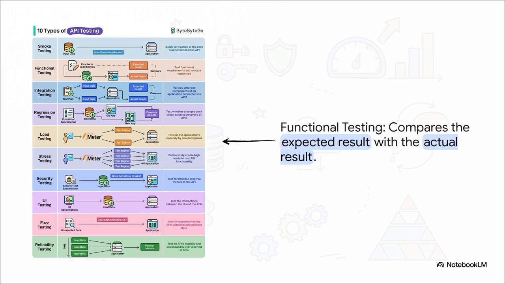Okay, so once we know the lights are on, we get a little more specific, and that brings us to functional testing. Now we're looking at the menu, the list of requirements, and we're making sure the API delivers exactly what was asked for. If you order a cheeseburger, you better get a cheeseburger, not a fish sandwich. This test just makes sure the API is doing its specific job correctly.